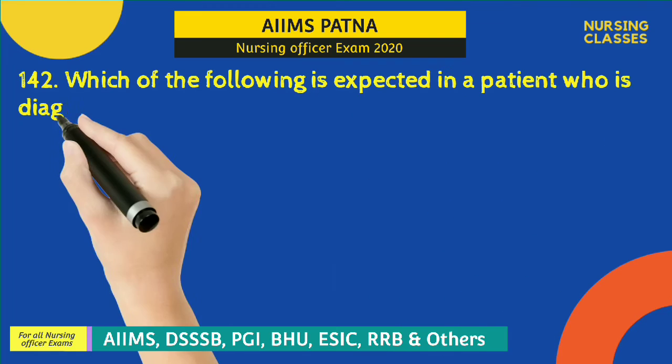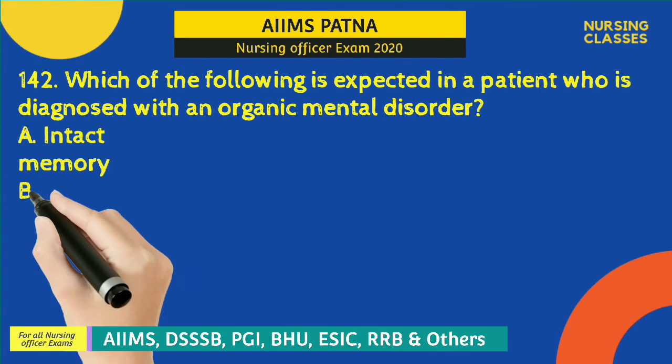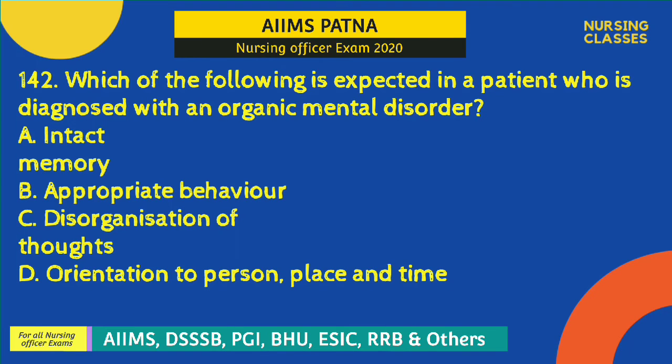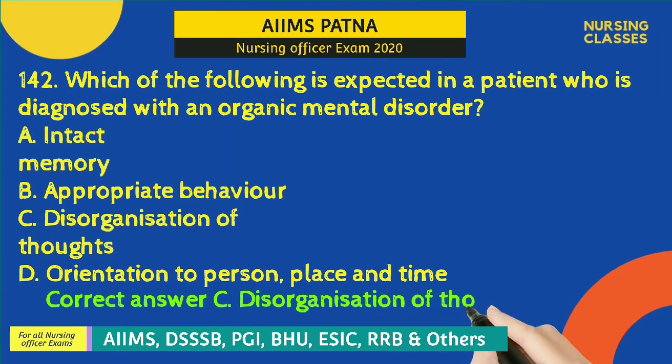142. Which of the following is expected in a patient who is diagnosed with an organic mental disorder? A. Intact memory, B. Appropriate behavior, C. Disorganization of thoughts, D. Orientation to person, place and time. Correct answer C. Disorganization of thoughts.